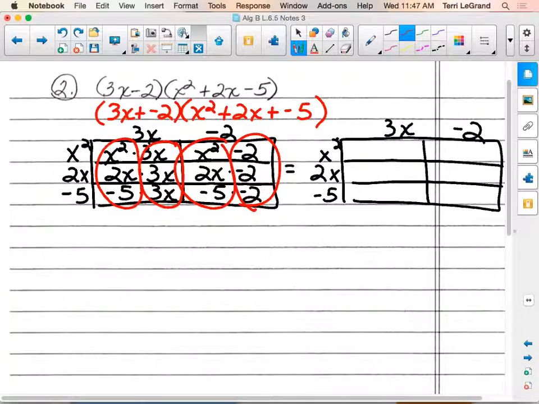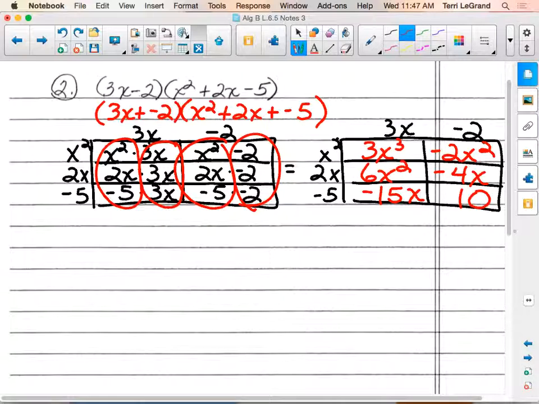So tell me, what does my product rectangle look like? What's the first rectangle here say? 3x to the third power. Okay, how about the next one over? Okay, negative 2x squared. How about the first one in the next row? 6x squared. How about the last one in that row? Negative 4x. Okay, how about the first one in the last row? Negative 15x. Okay, and the last one? 10, positive? Yes. Everybody agree? All of us have these products?